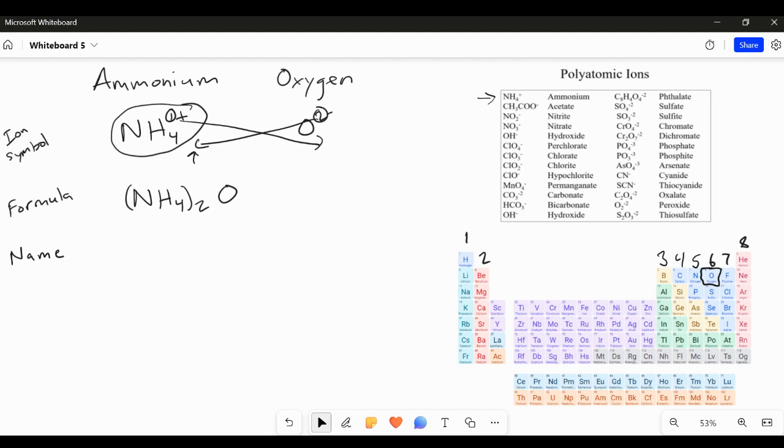So if we double check the charges on this, NH4 that has a 1+ charge, and there's 2 of them, so it's a 2+ charge overall. Oxygen is 2-, and so now we're balanced. 2 minus 2 equals 0. We're neutral. The name for this is going to be ammonium. And then the anion is monoatomic, so we have to change it to the IDE form. So oxide. Okay.